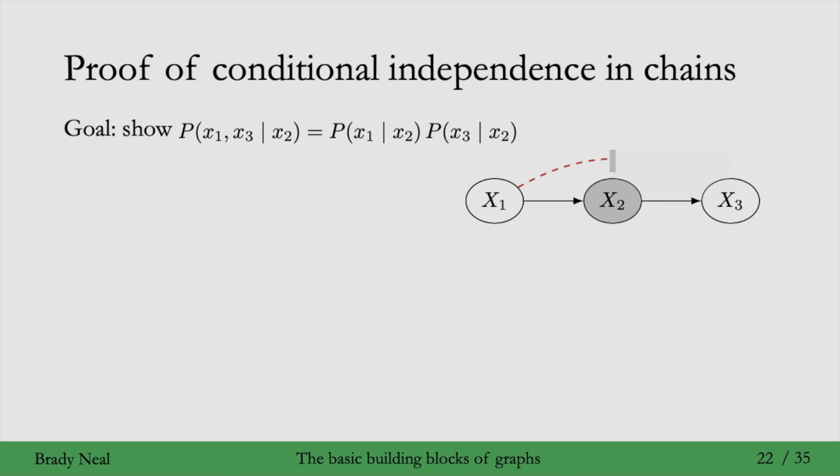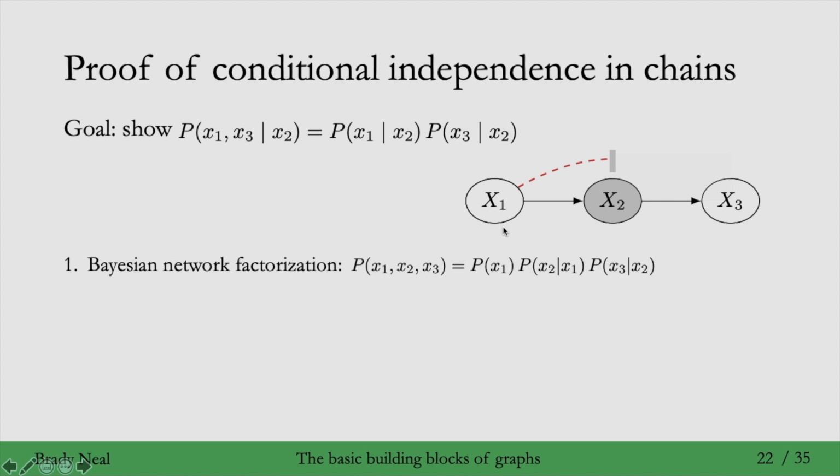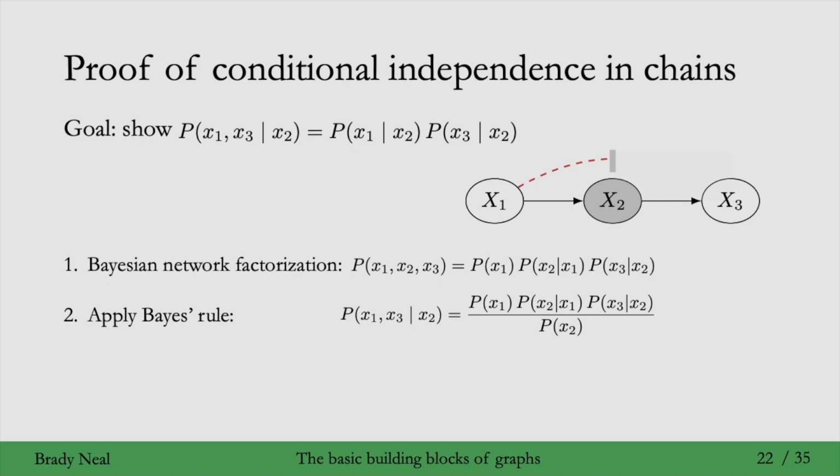So to do this proof, we start with the Bayesian network factorization. In order to write that down, we look at the graph, we see p of x1, and then p of x2 given its parent x1, and then p of x3 given its parent x2. That's what we've written down here in the Bayesian network factorization. Then we need to condition this whole thing on x2. So we can use Bayes' rule here, which just tells us to divide this by p of x2.